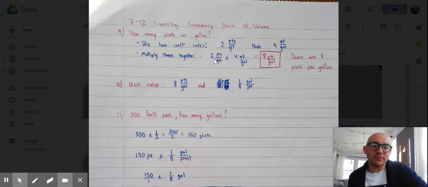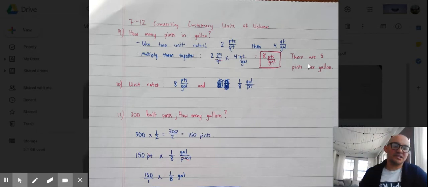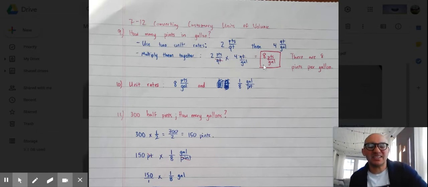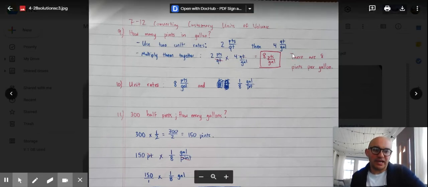And what that does for me is it gets me to cancel out quarts, because quarts are on top and quarts on the bottom, so they cancel one another out. I'm left with 2 pints times 4 per gallon, or 2 times 4 is 8. Pints on top, gallon on bottom, so I've got 8 pints per gallon. I just wrote this as a sentence to tell my brain I'm done with this problem. There are 8 pints per gallon.